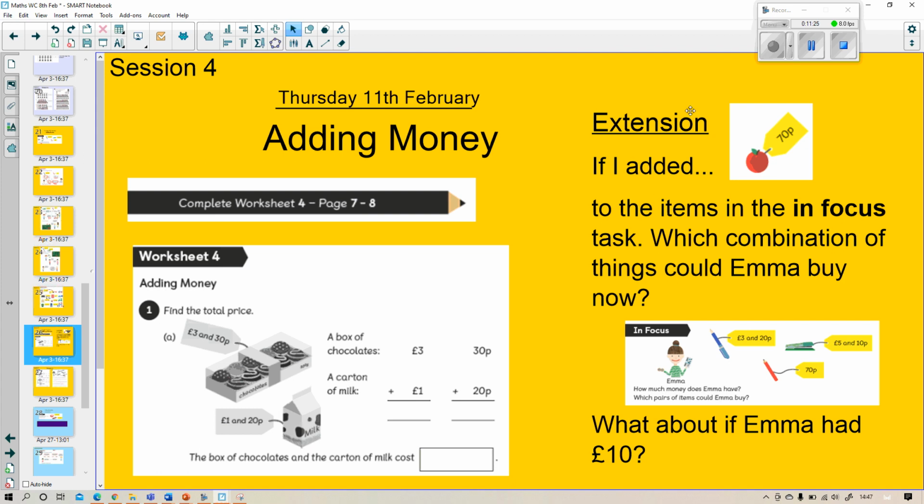And if you had any time for an extension, I've added in an extra item at the beginning when we did the in focus. I've added in an extra item here. Which combination of things could Emma buy now? Could she buy more? What if she bought all 4 of the items available? What about if she had £10?